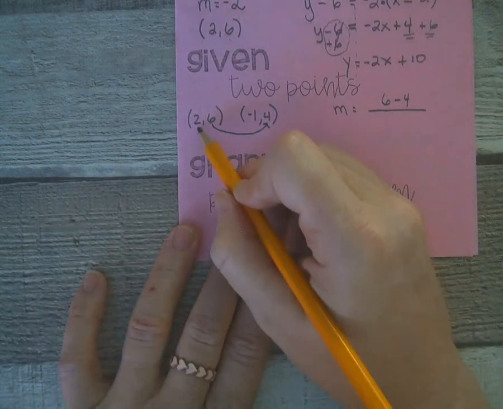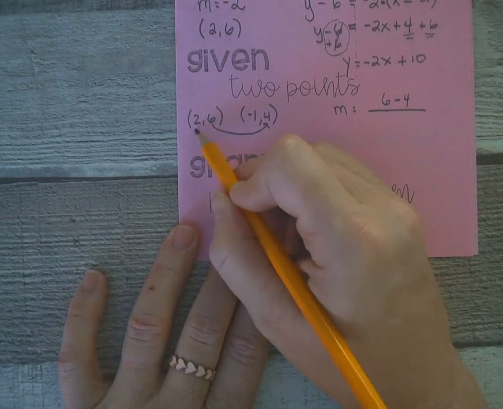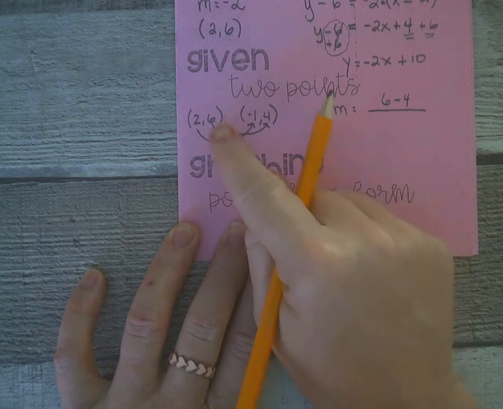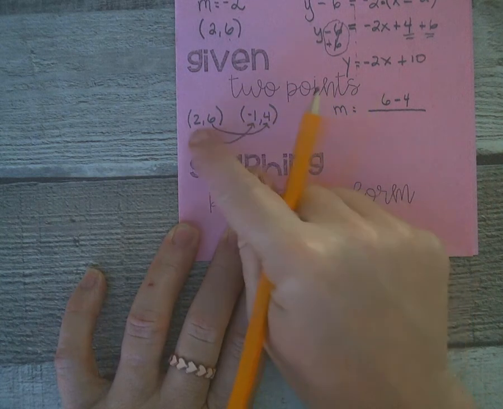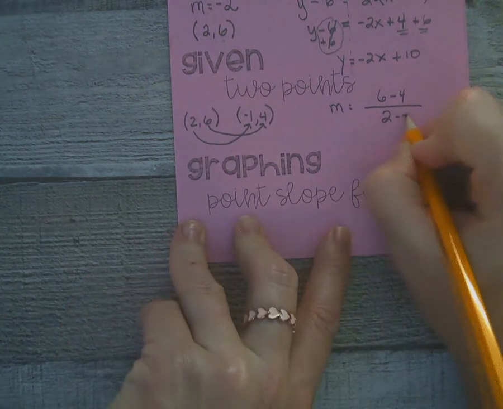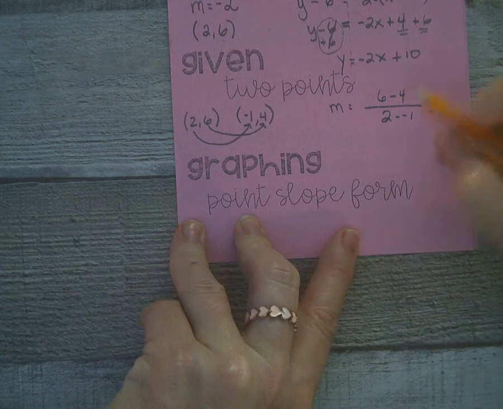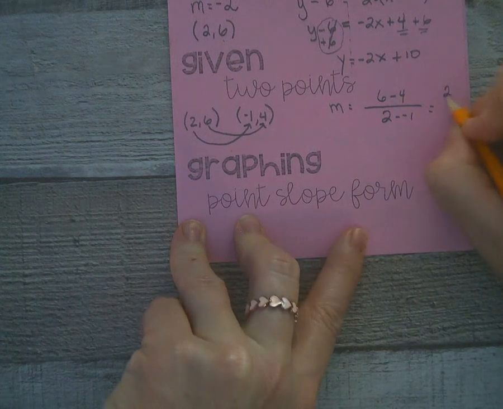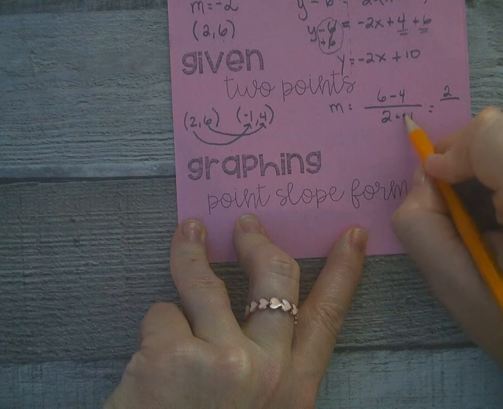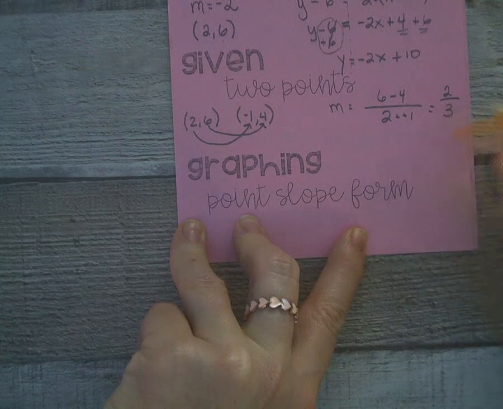And then on bottom, I have to go back and do them in the same order of the x's that I did the y's. So since I did 6 minus 4, on the bottom I have to do 2 minus -1. 6 minus 4 is 2. 2 minus a -1, we add the opposite, and it becomes 2/3.